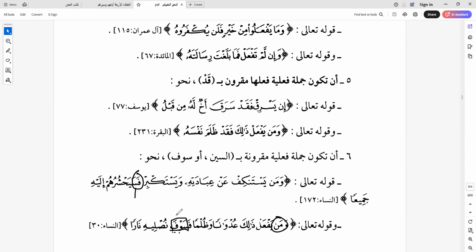So the use of scene and sofa is what we call what? At-tanfis. And then we use scene and sofa to flip fi'l mudari to the future. That is to say, to deliver the implication of a future tense. Sofa and then scene.